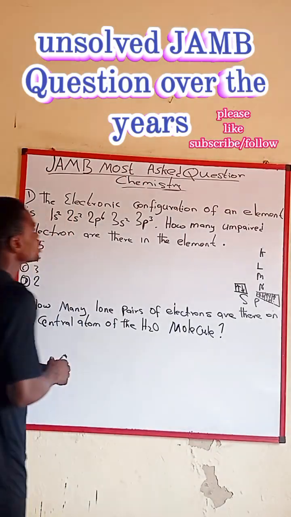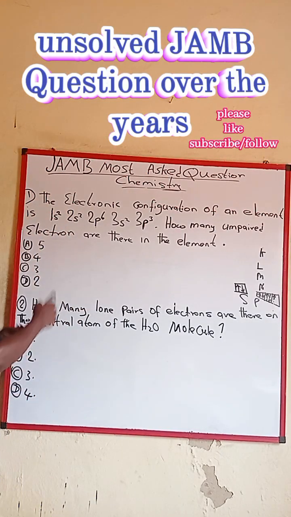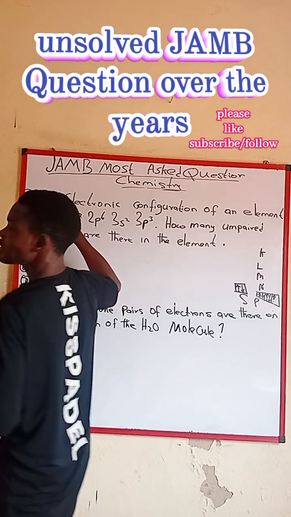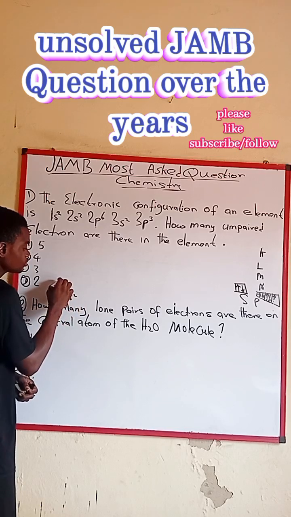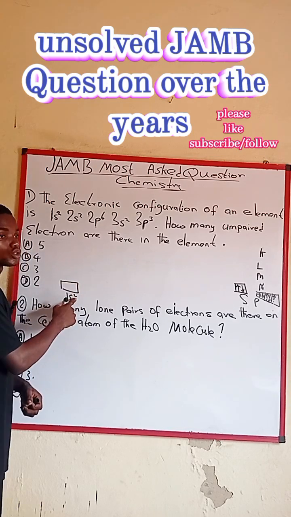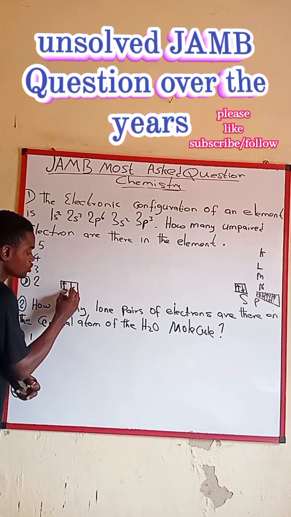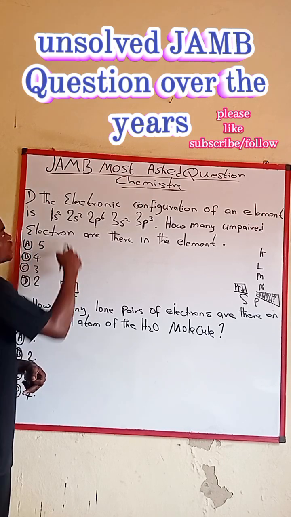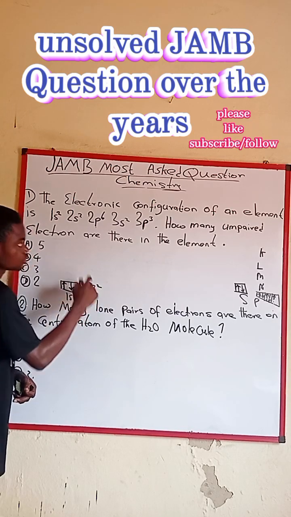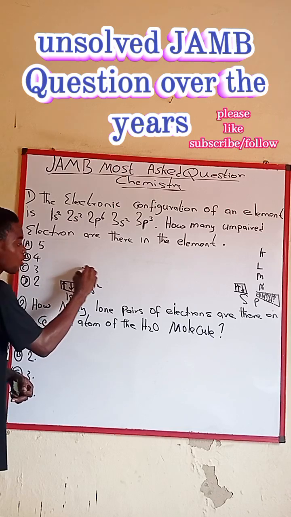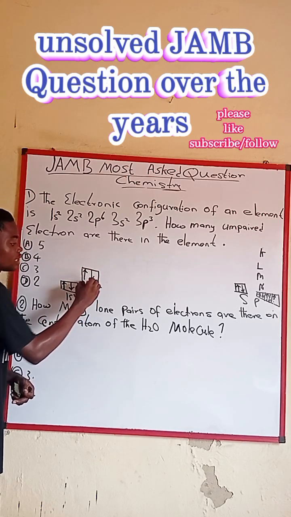Now, back to this question. It says this is the electronic configuration of an element. Now, I'm going to start from here. This is 1s2. So I have S, 1s2. This 2 shows 2 electrons. I'm going to put an arrow going up and an arrow going down. The second one is 2s2, another 1 orbital that is going to contain electrons going up and down.